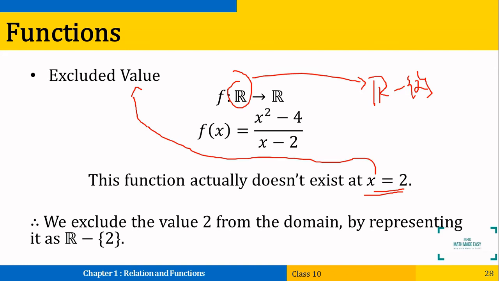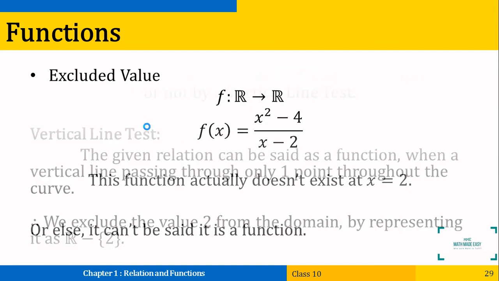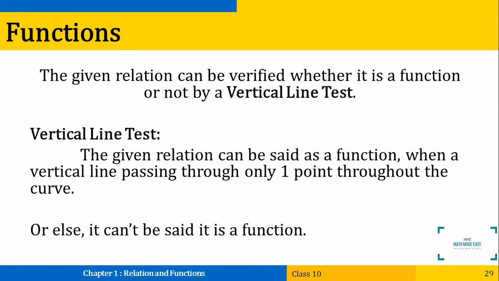And let us move on to the graphical test of a function. A given relation can be verified whether it is a function or not by the vertical line test, right. So, what do you mean by that? Let us see. A given relation can be said to be a function when a vertical line passes through only one point throughout the curve, or else it cannot be said to be a function, right. So, let us clear this vertical line test with an example.